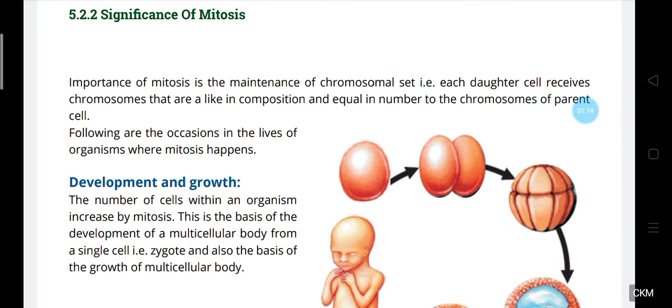The number of cells in an organism increases by mitosis. One cell is going to produce a whole body, a whole living organism. Like one egg cell used to produce a chick, and a chick is made of millions of cells. So the number of cells is increasing within an organism, and this is happening with the help of mitosis. This is the basis of the development of a multicellular body from a single cell.